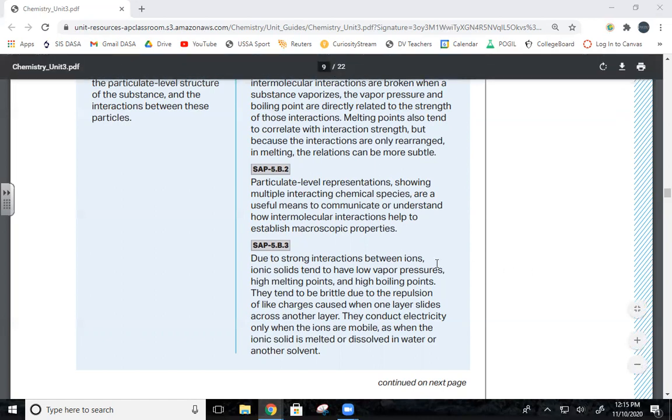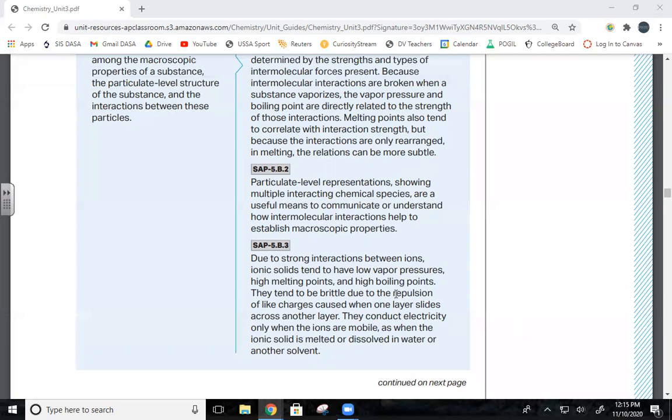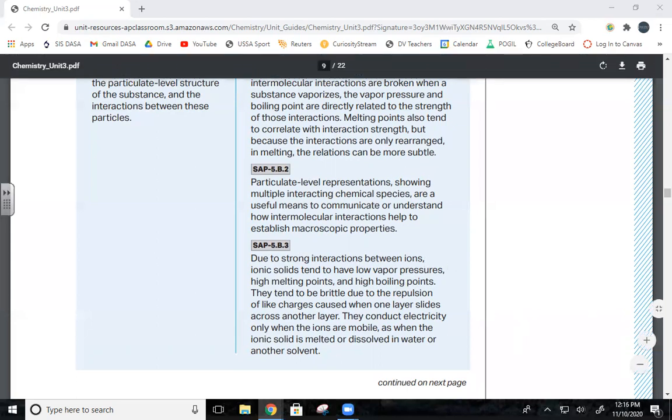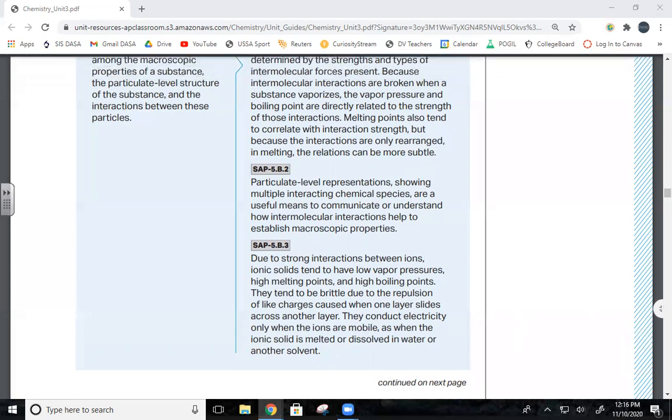Okay, so ionic compounds have high melting points and high boiling points because of strong interactions between the ions. It says increasing the temperature increases the number of surface molecules with enough energy to overcome the intermolecular forces, and therefore increases the rate of vaporization. Right.